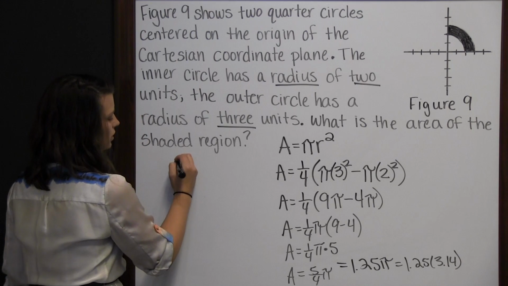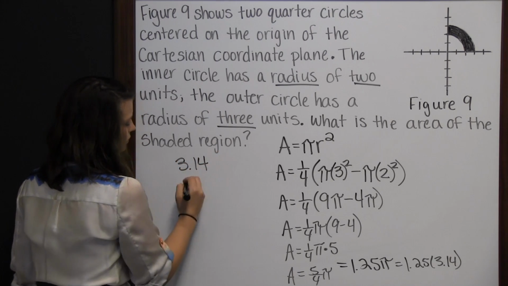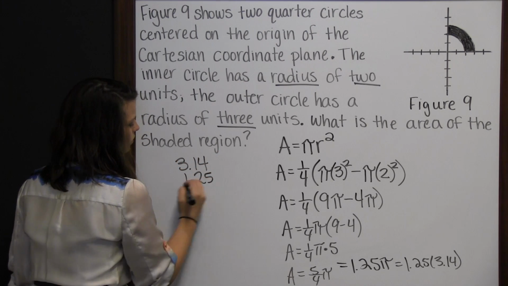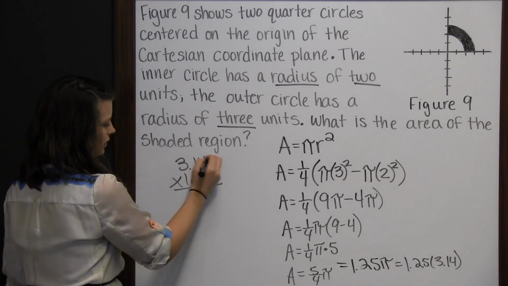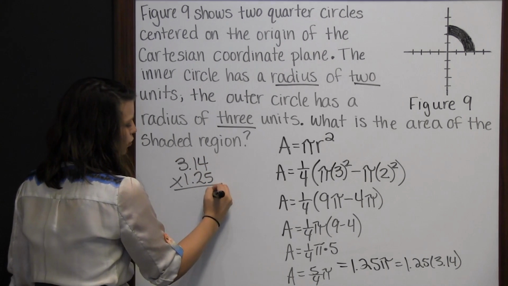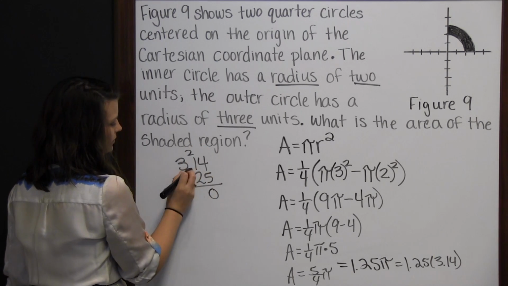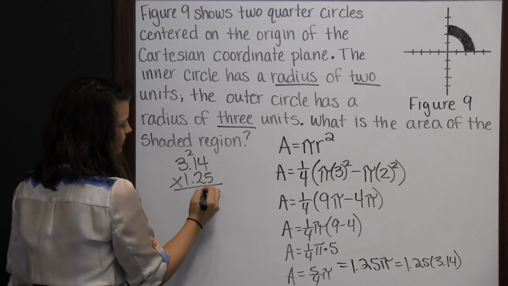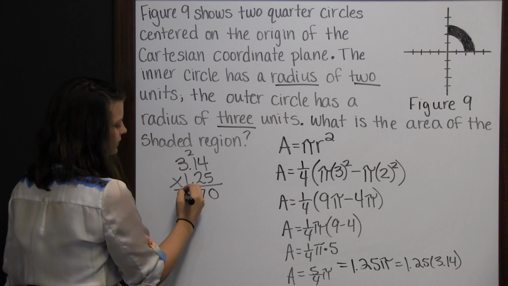And that I'm going to do over here. So 3 and 14 hundredths times 1 and 25 hundredths. And that's my pi. 5 times 4 is 20. 5 times 1 is 5, that's 7. 5 times 3 is 15.